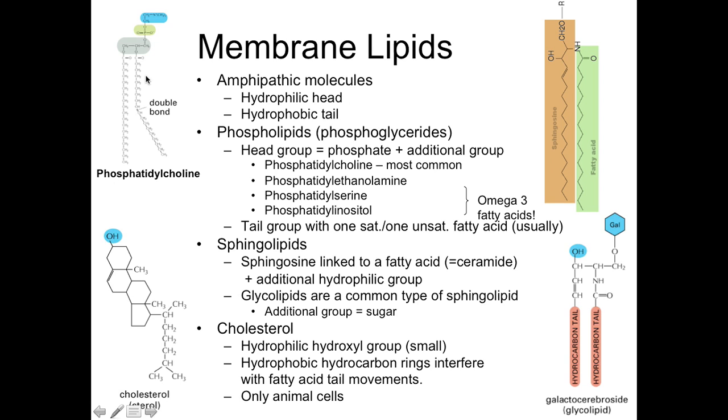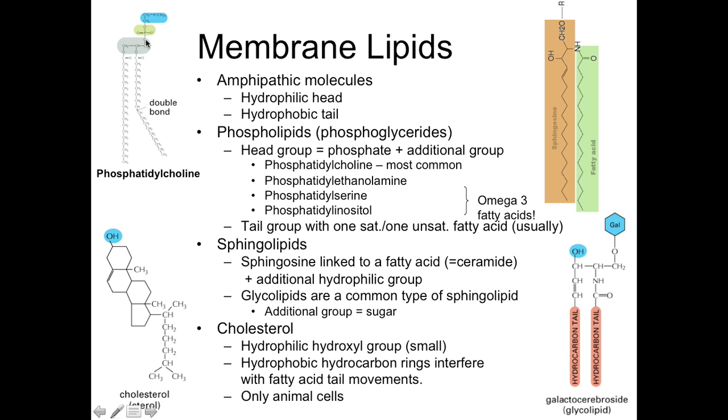But changing the saturation in these tails is a powerful way to change the melting point of the membrane, or more importantly, the freezing point. But most of the time, this phosphate head group actually gets short shrift. Okay, everybody knows it's a hydrophilic phosphate head, but it's not just a phosphate, right?